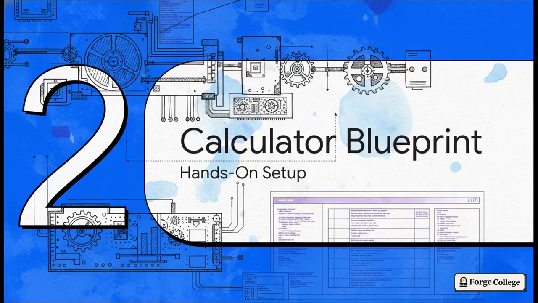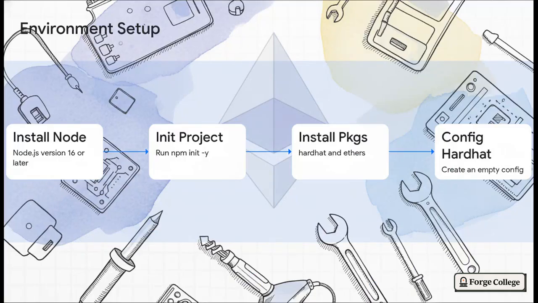Moving on to Section 2, the calculator blueprint, hands-on setup. Okay, it is time to sketch out the mechanical schematics for our local development environment. Think of this like setting up your engineering workbench. First, you need Node.js installed. Make sure it's version 16 or higher. Then, you'll create a folder and run npm init -y to set up your package.